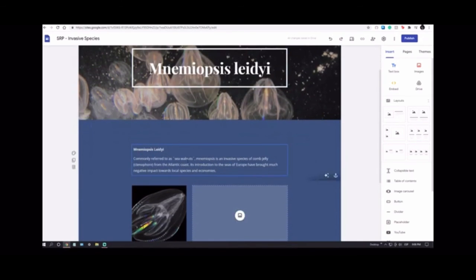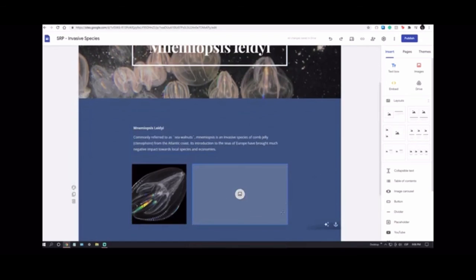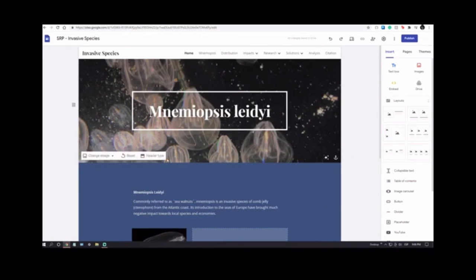I hope this project and this website contribute to a better understanding of Mnemiopsis as a species and as an invasive species.